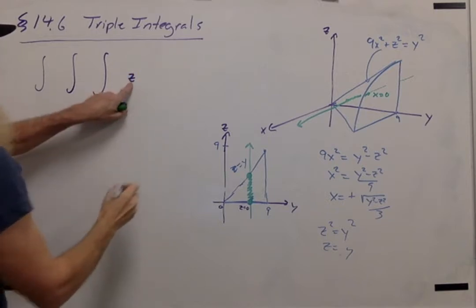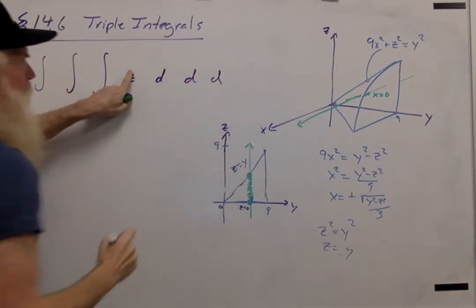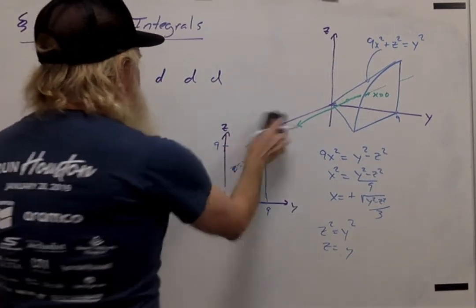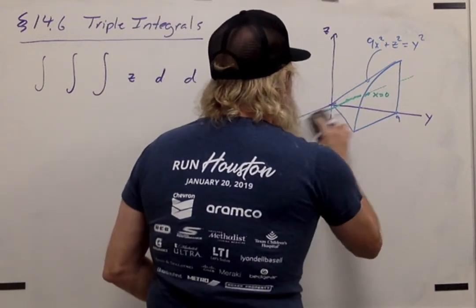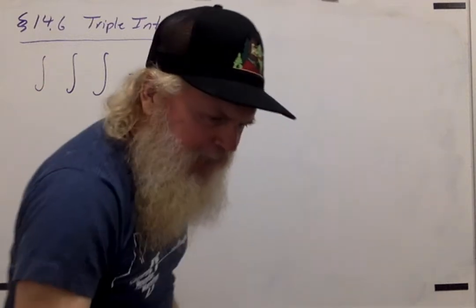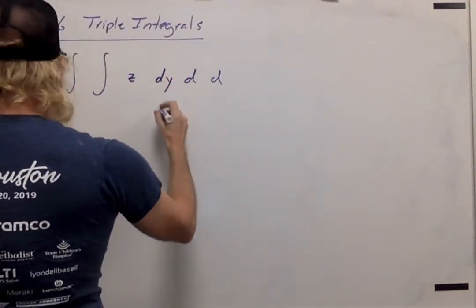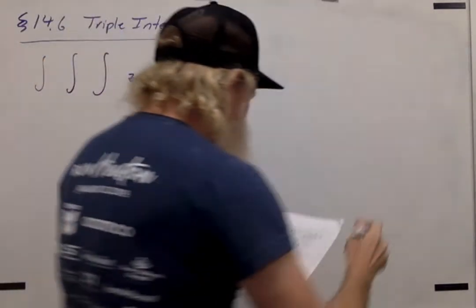Notice that this integrand z has nothing to do with the bounds. It doesn't matter what function we sit in here. The bounds are all based on the solid, not on the integrand. If you want to think ahead of me while I draw the picture, let's do dy, dx, dz.